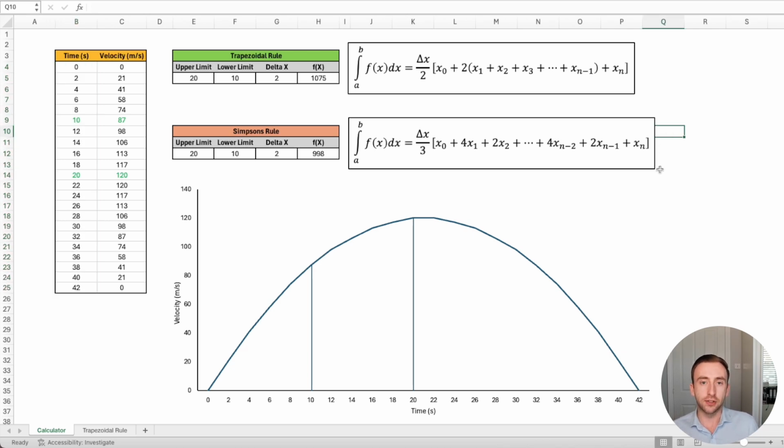So I hope that helps in understanding the concept and the idea of numerical integration using Microsoft Excel.